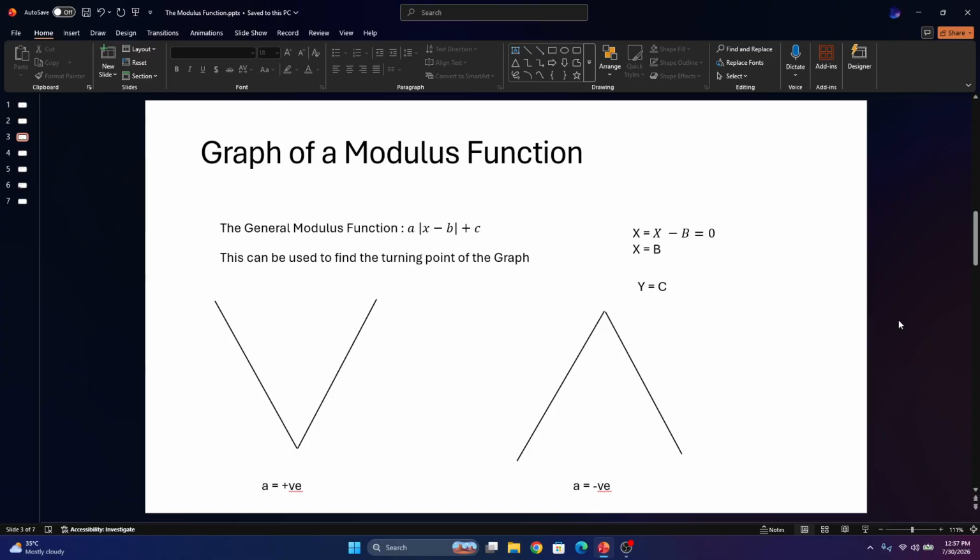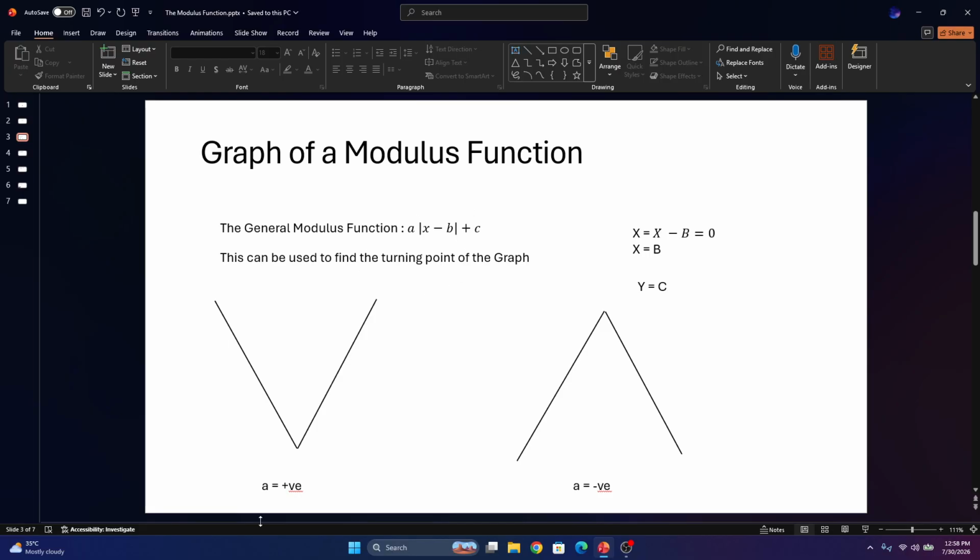Now in exams, we're going to be asked to sketch the graphs of modulus functions. And to do that, we are going to take a look at the general modulus function, which is a times the modulus of x minus b, plus c, where a is a multiple and c is a constant. And now we need to understand that the graph of a modulus function is always in two shapes, an upright V or an upside down V. And the way we can determine whether it's going to be an upside down V or an upright V like this is by looking at the a value right here.